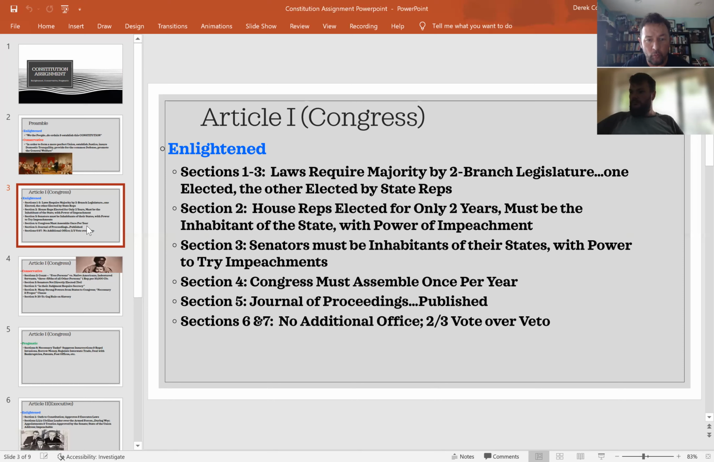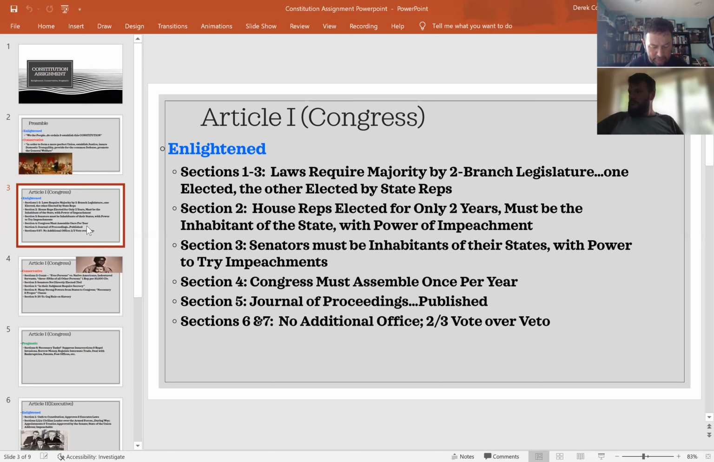Congress must assemble once per year. It says from time to time they ought to keep a journal of their proceedings and publish such for their constituents to be able to read. So a sense of accountability and transparency, right? They shall not attain an additional office, right? And with a 2/3 majority, a supermajority, they could override the president's veto.